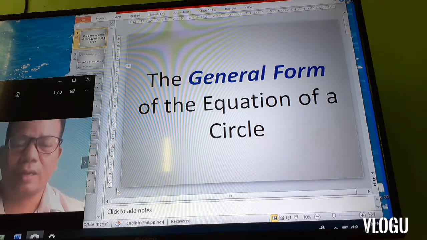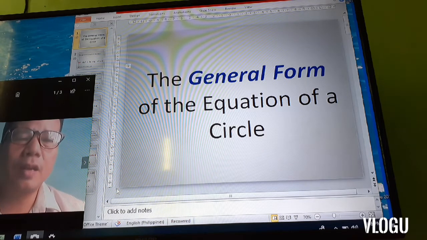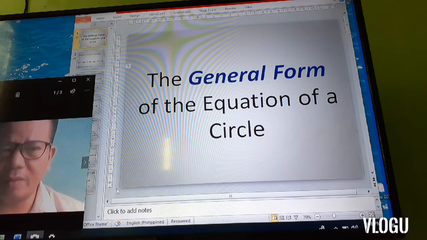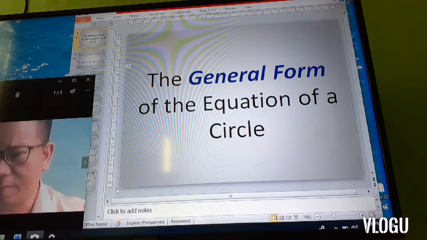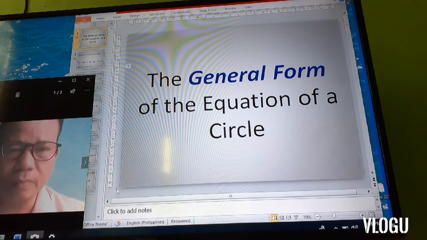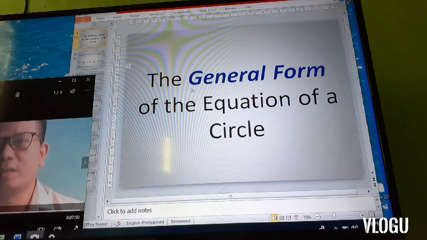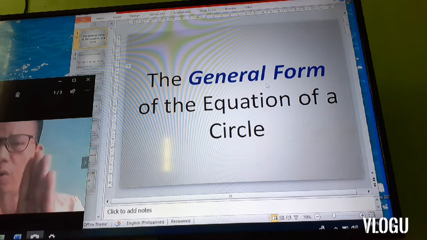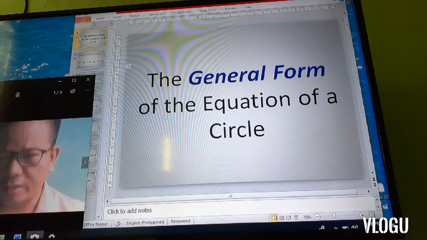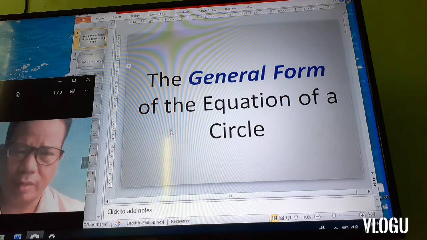Pag-usapan muna natin ngayon ang mathematical problems, lalong-lalo na sa pagdating sa equations. Ang ating pong tatalakayin ay tungkol po sa the general form of the equations of the circles. Ano nga ba ang equations of the circles na to?